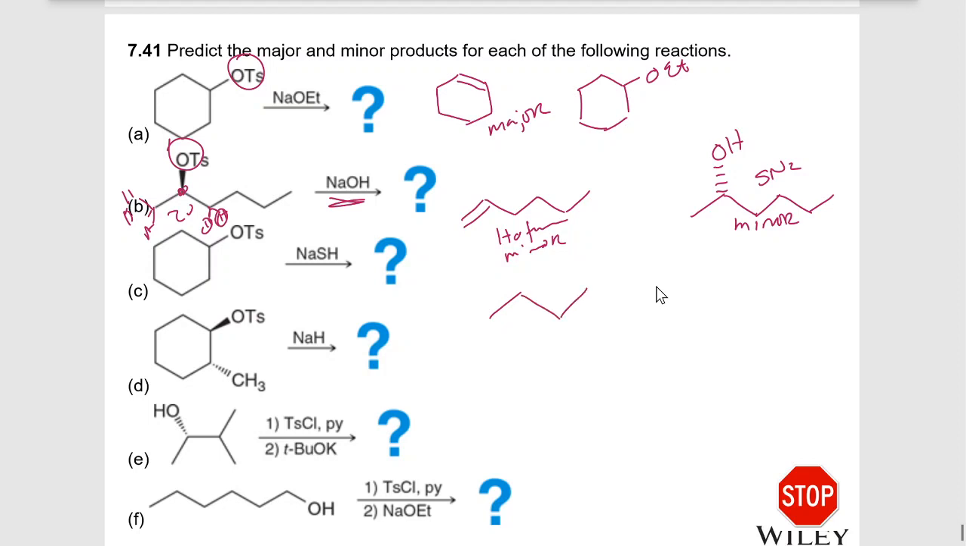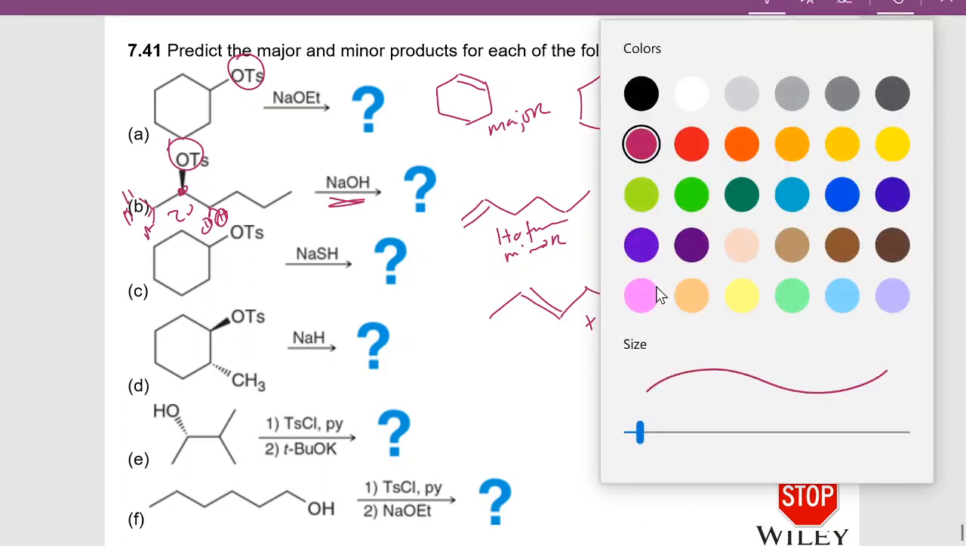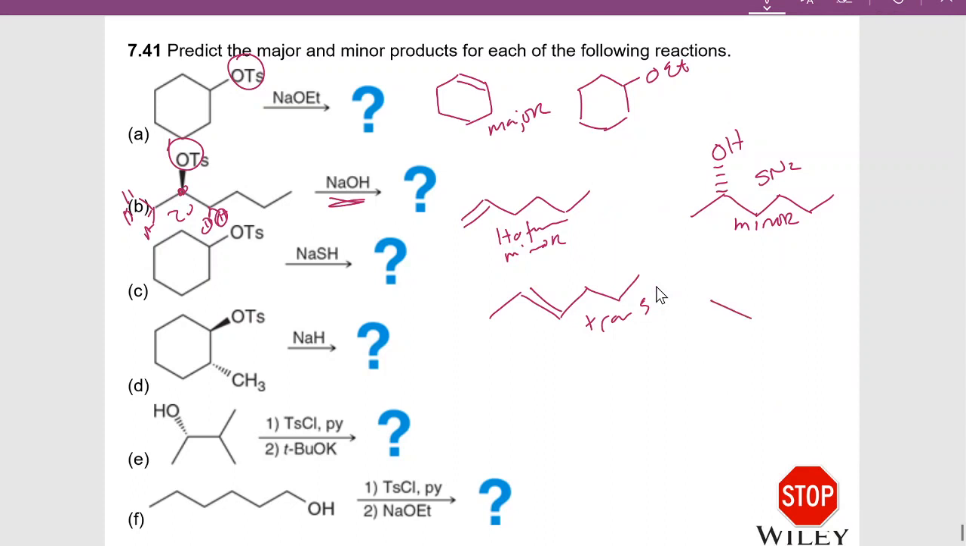right, is that right? Yeah. We can get the trans product, okay? And we can also get, I drew that wrong. You can also get the cis product, and that would be like this. Okay, so our major product was E2, and these are both Zaitsev products.